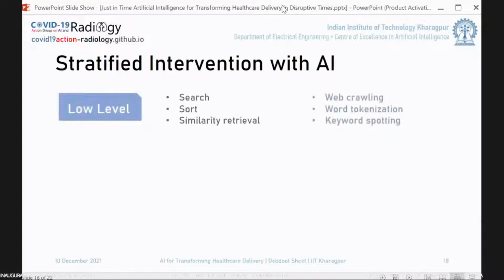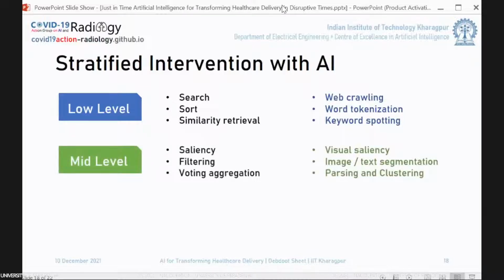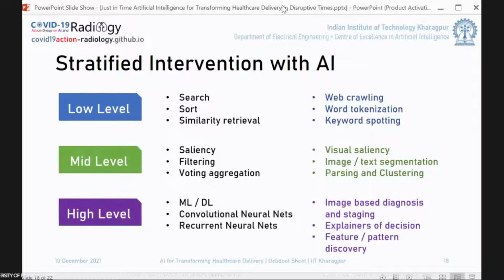Now, in order to build this RADS, our idea was to start with a stratified intervention of AI. So look into low-level interventions, then move over to mid-level interventions, and then finally to high-level interventions. When I say low-level interventions, these are very simple techniques like search, sort, and similarity retrieval. And the way we were doing it was on the data which was available on the internet. So essentially looking into simple implementations of web crawling, word tokenization, and keyword spotting in order to find out what is the important information which we need to pick up from here.